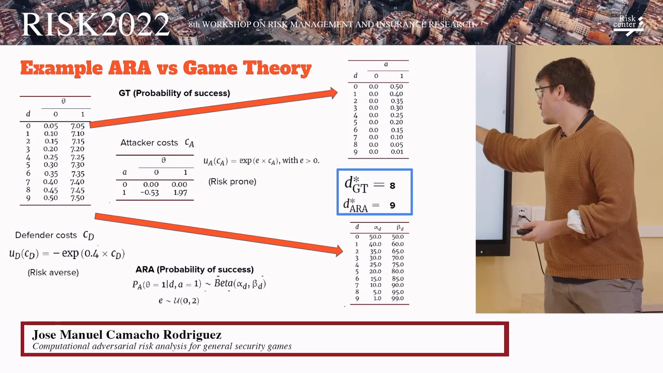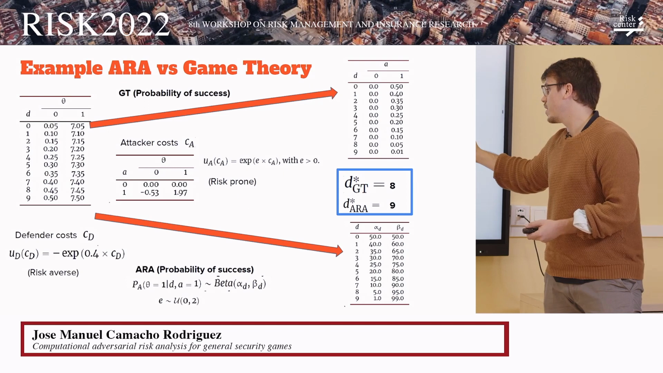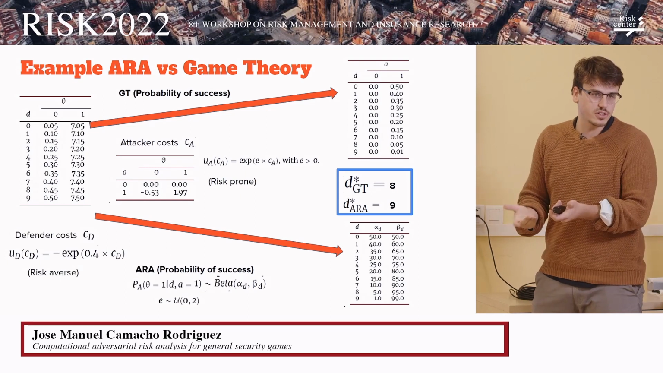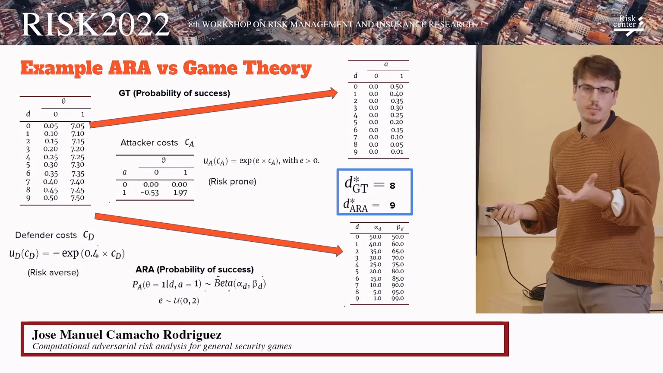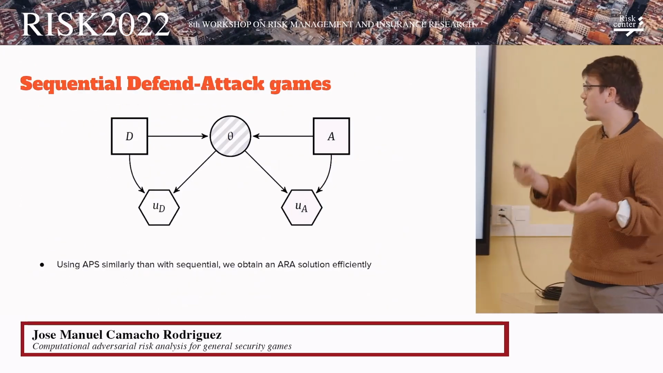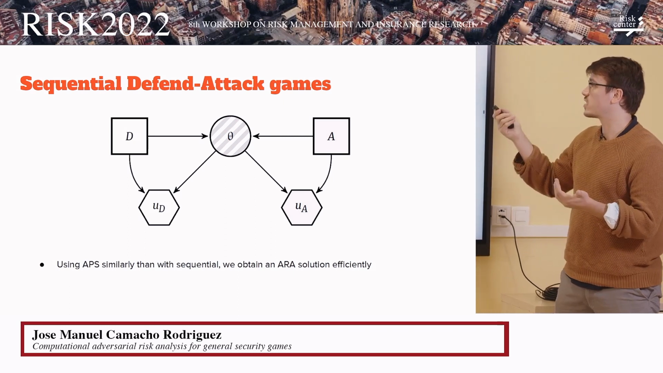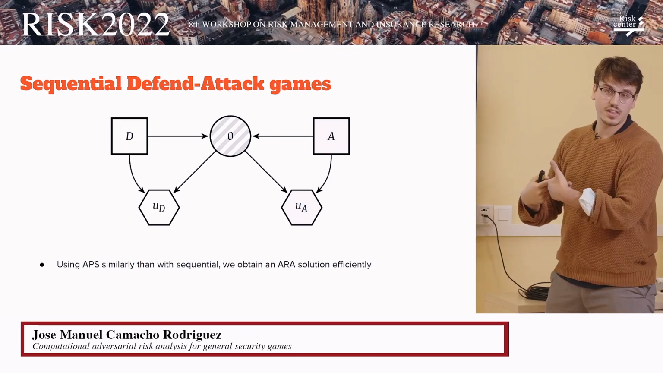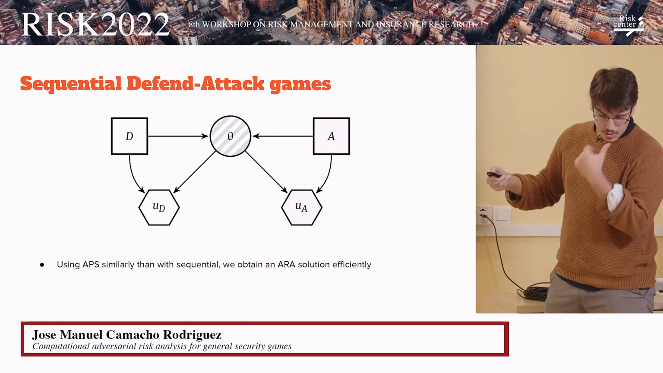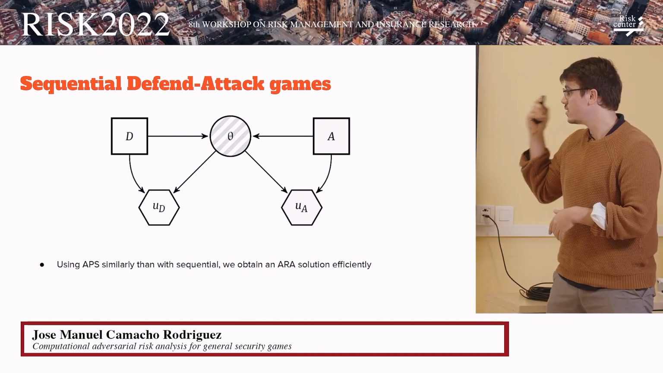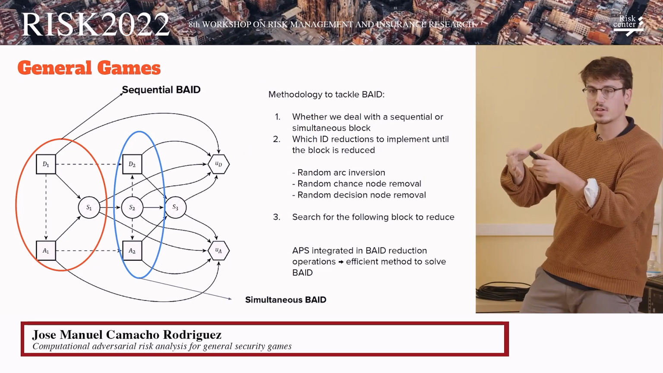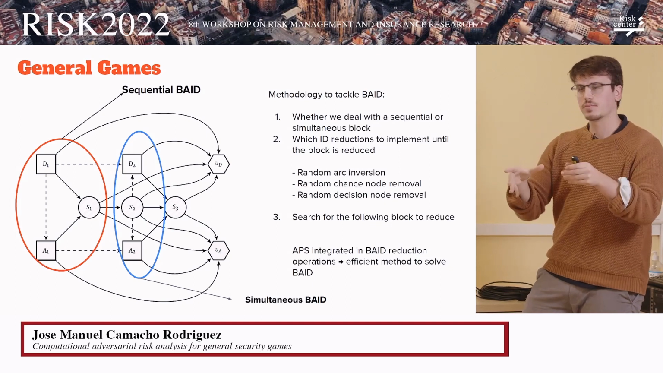When we solved both games, we got that the game theory approach gave us 8, while the adversarial risk analysis gave us 9. It was a little bit more conservative, probably also because of the uncertainty. But we were quite happy that the results were quite similar. In the same way, we can also define a sequential game in which both agents act at the same moment, not as before, where the attacker will know the defender decision first. And we can use those two templates to build more complex structures, like general games.